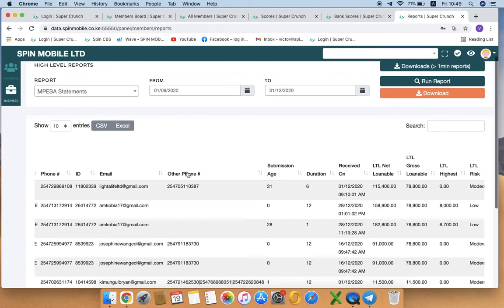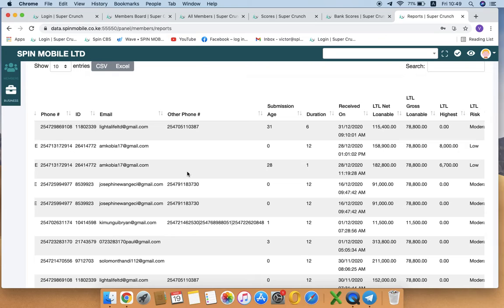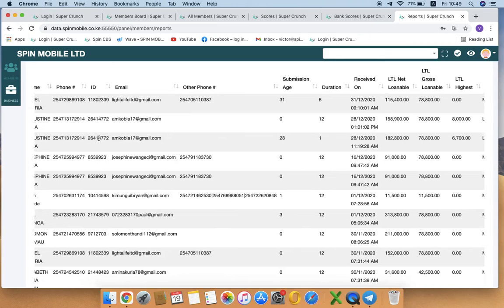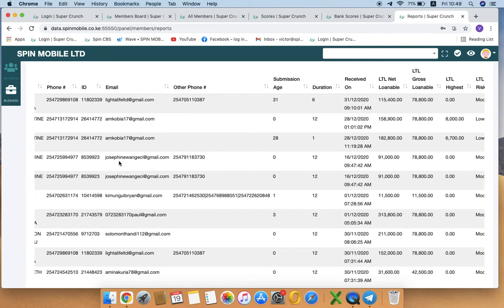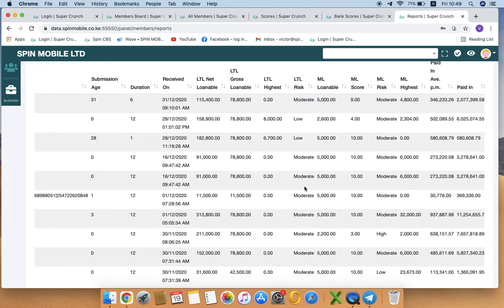Lastly, I just want to show reports. So you are a lending institution using SuperCrunch, and your borrowers just forward their financial statements via email. We do the extraction, we do the analysis, and all you want to see is, of all the people who send the statements, who are they? What are their phone numbers? What are the email addresses? IDs in terms of identification. What was the age of those statements? Duration of the statements, is it a 12-month or 6-month statement? When was it received? How much is the system recommending that these people can afford comfortably?